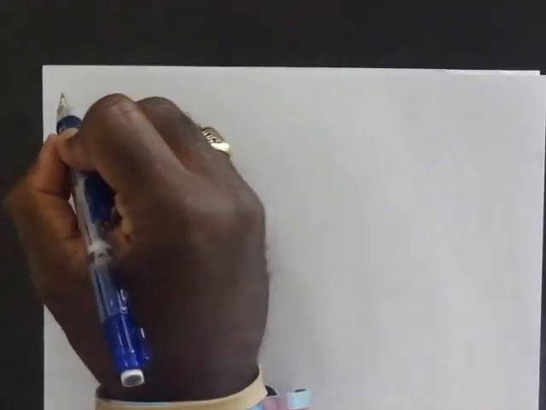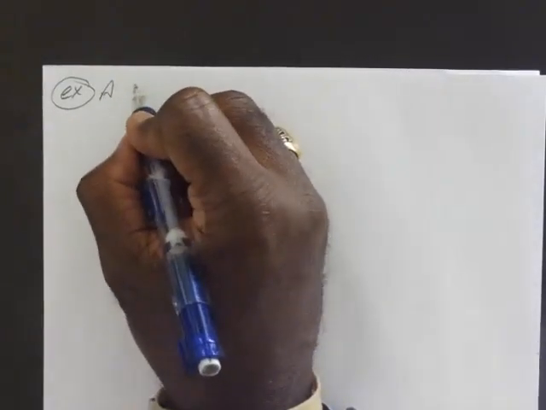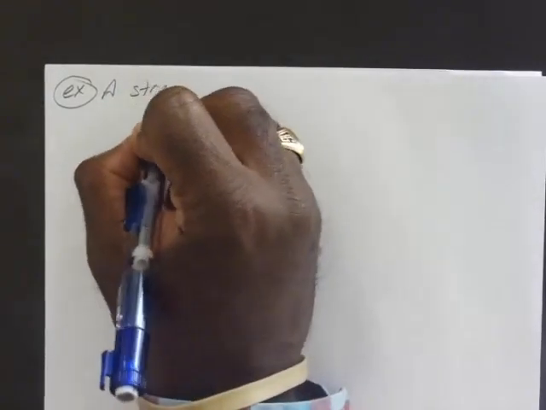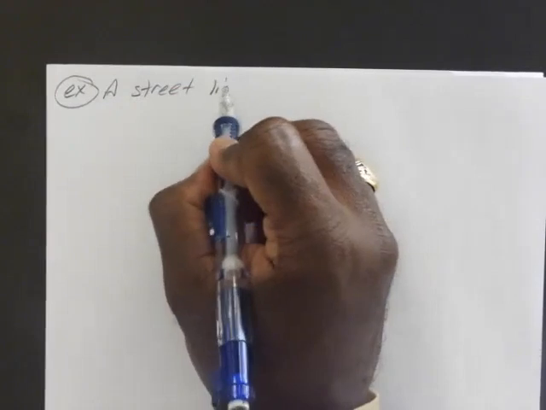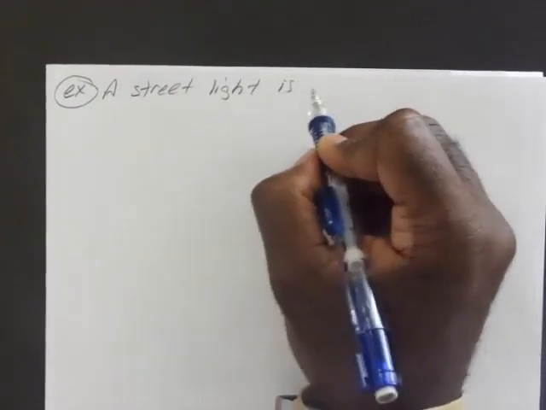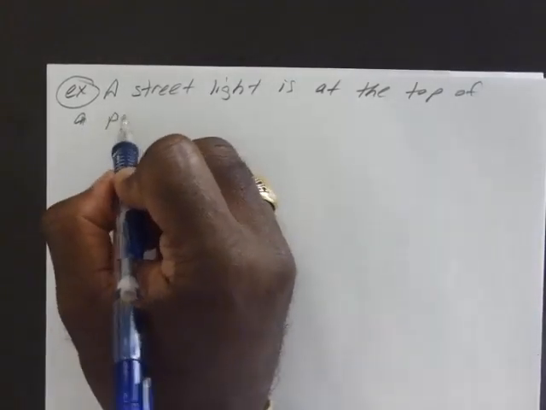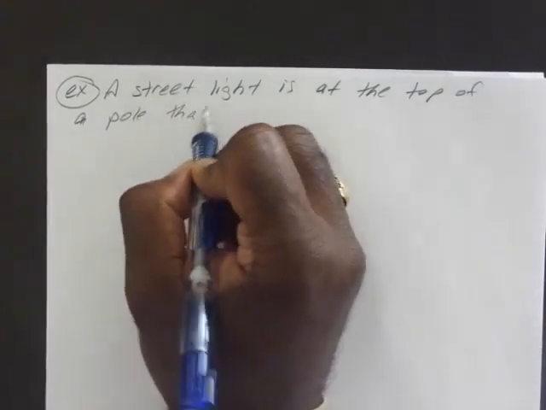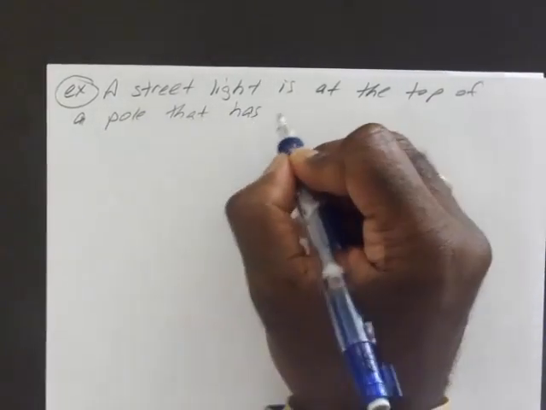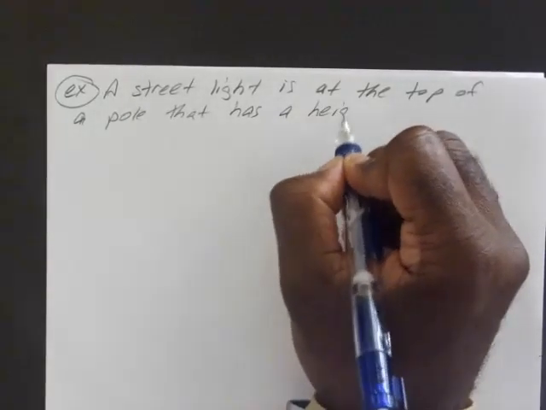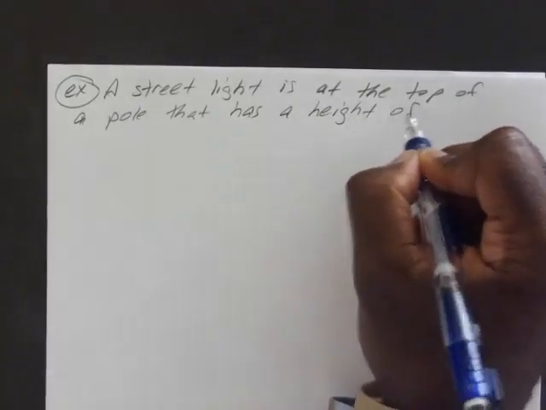So let's say, for example, we have a street light. Let me write out the actual street light instead of just light. Is at the top of a pole that has a height of 11 feet.